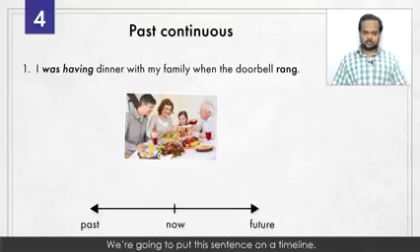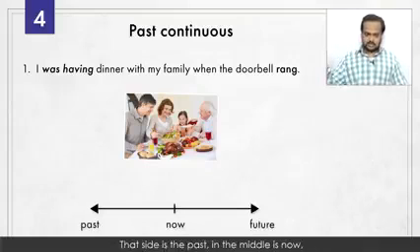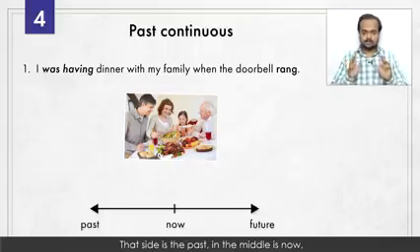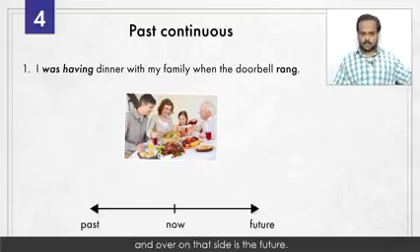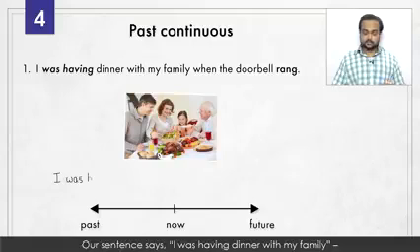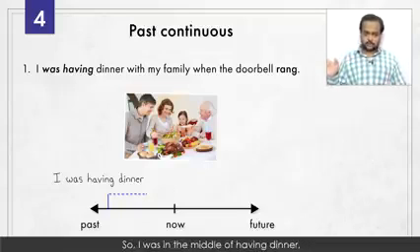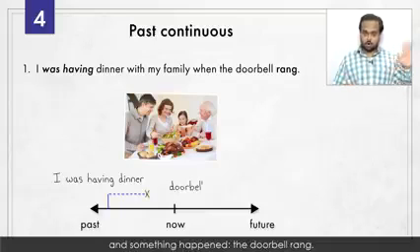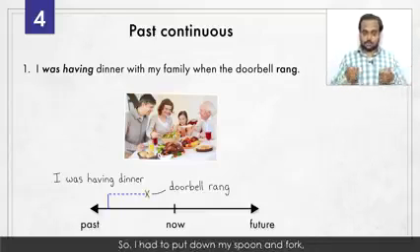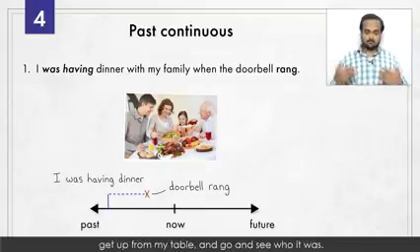We're going to put this sentence on a timeline. That side is the past, in the middle is now, and over on that side is the future. Our sentence says, I was having dinner with my family. This shows an unfinished, ongoing action in the past. So, I was in the middle of having dinner and something happened. The doorbell rang. So, I had to put down my spoon and fork, get up from my table, and go and see who it was.